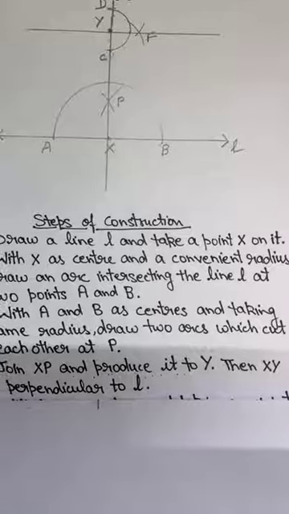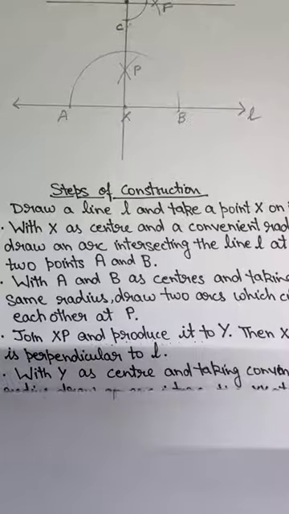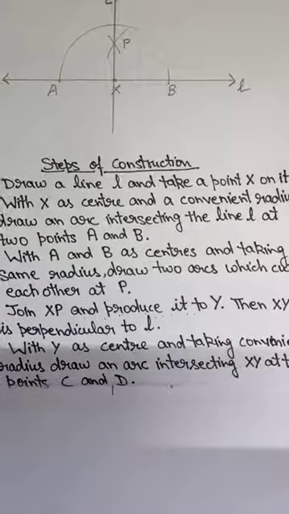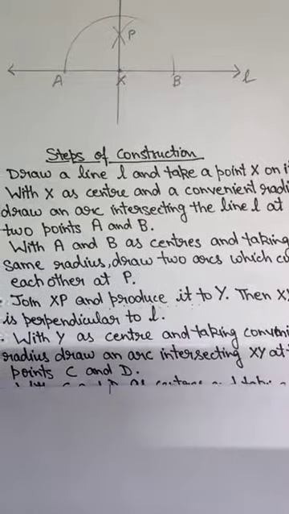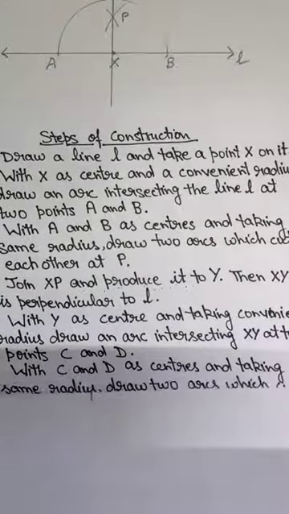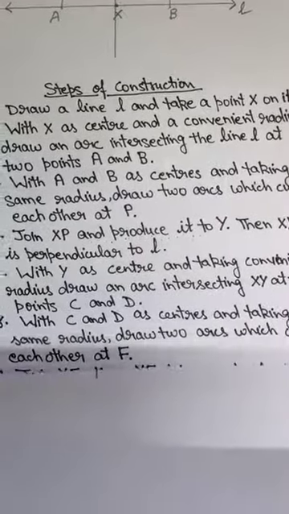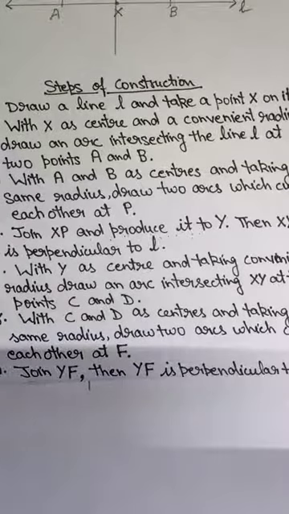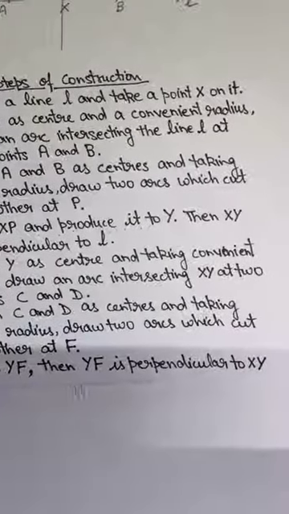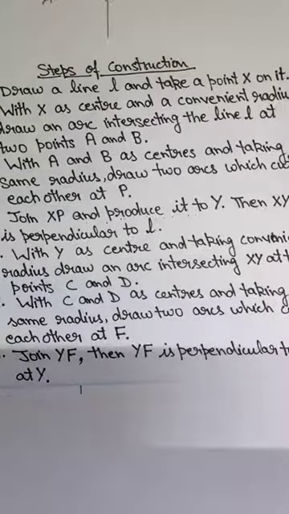Now we have to draw one more perpendicular at Y. So same steps we will follow. Now with Y as a center and taking convenient radius, draw an arc intersecting XY at points C and D. With C and D as a center and taking same radius, draw two arcs which cut each other at F. Join YF, then YF is perpendicular to XY at Y. Y पे बोला है ना उन्होंने, so it is passing through Y.